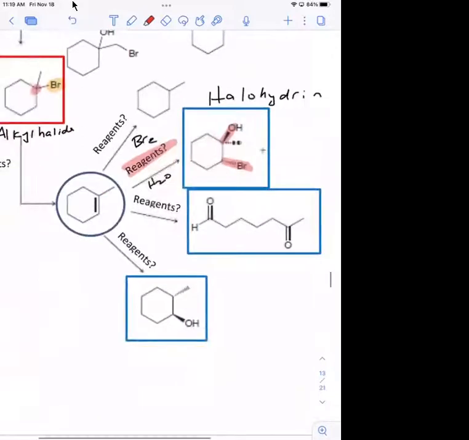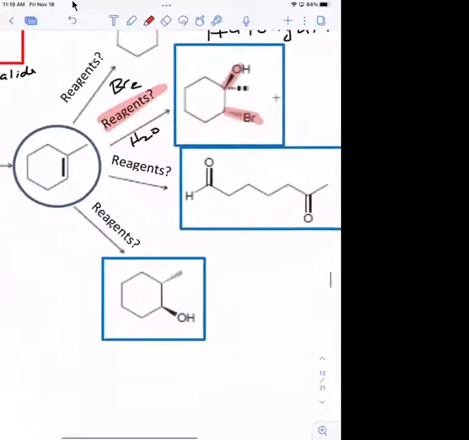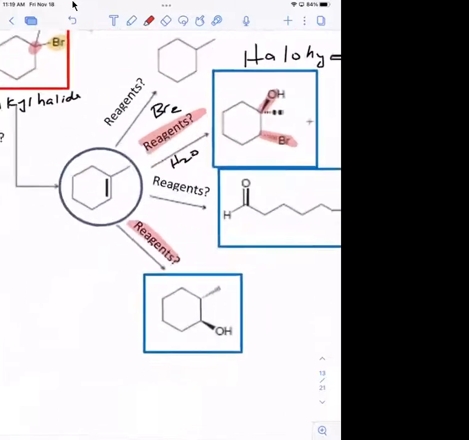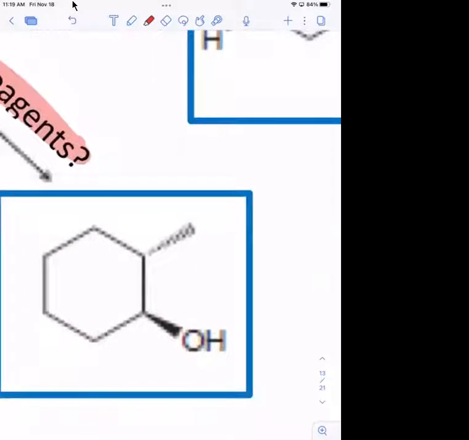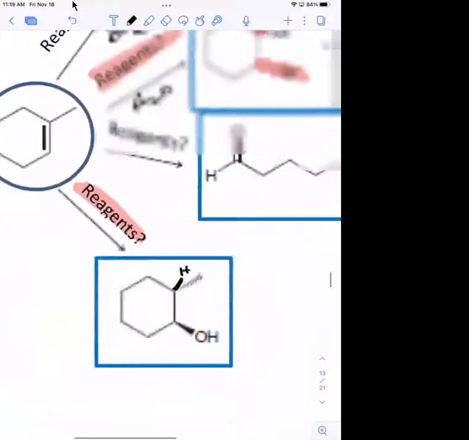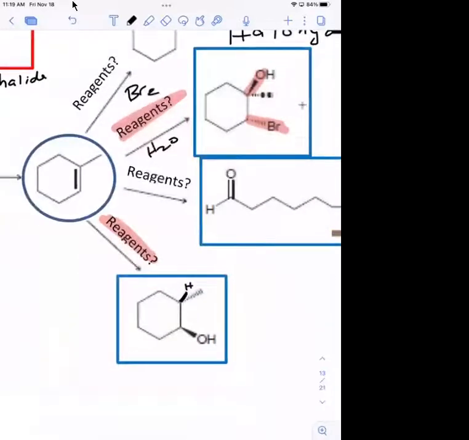All right, let's do this one. So the methyl group is going back because I added hydrogen to the front face of that alkene. That's why the methyl group is going back. So there's actually a hydrogen right here on the same face as that alcohol. But I have an alcohol and it's not on the most substituted carbon.